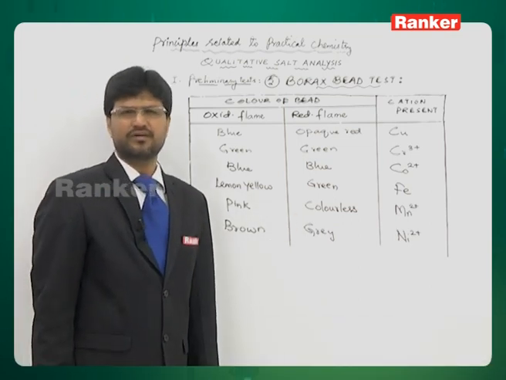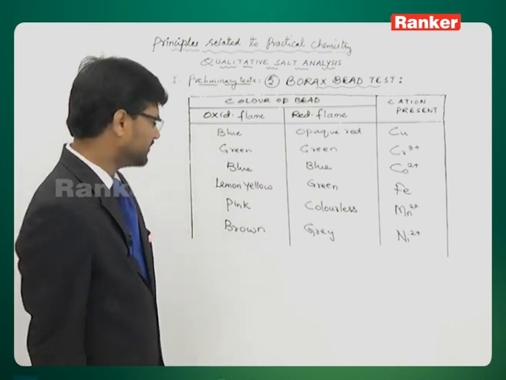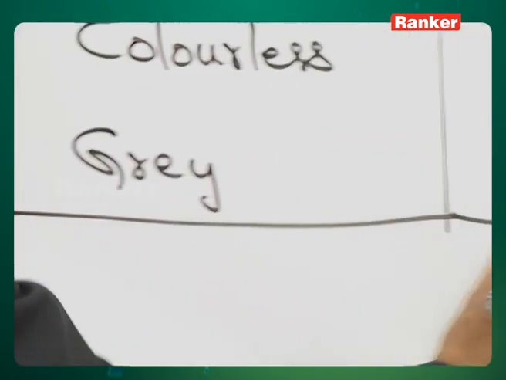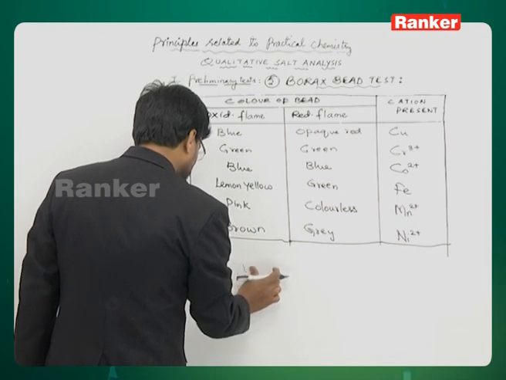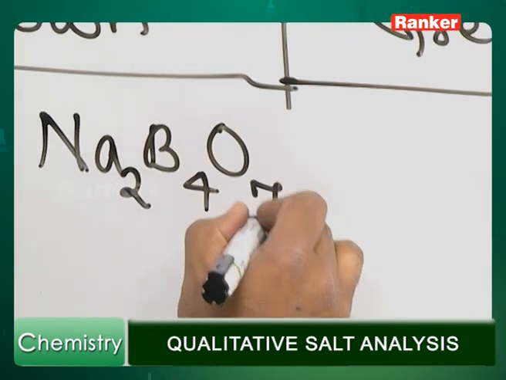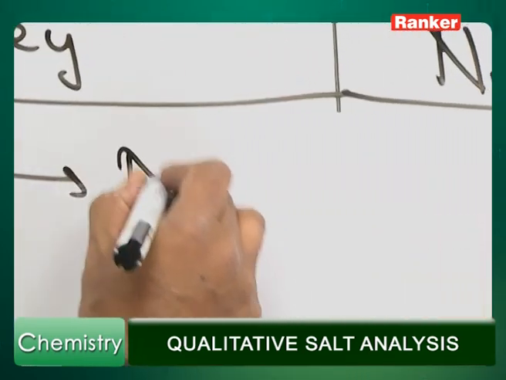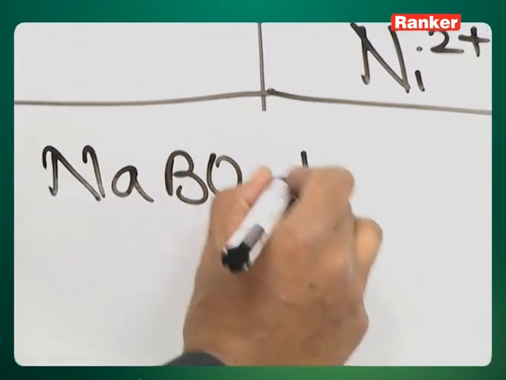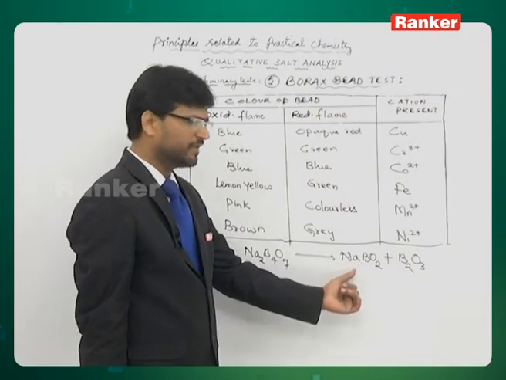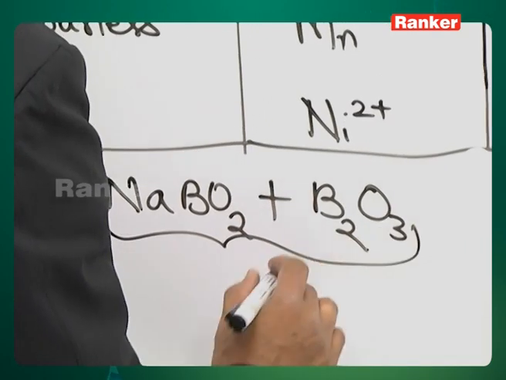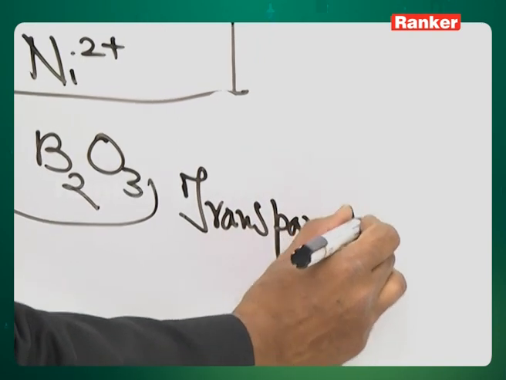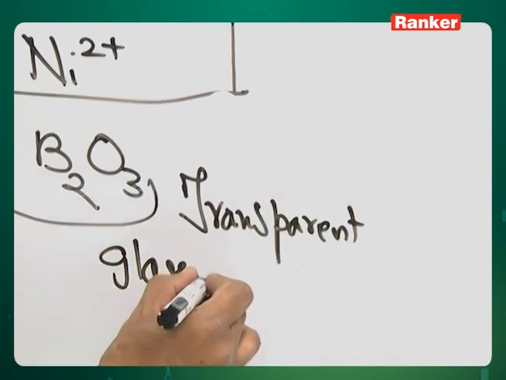Now, I am going to show you what is the reaction which is involved in the formation of colored bead. See, borax is Na2B4O7. When heated, it breaks up into NaBO2 and B2O3. B2O3 is called as boric oxide. This is sodium metaborate. These two form a transparent glassy bead.